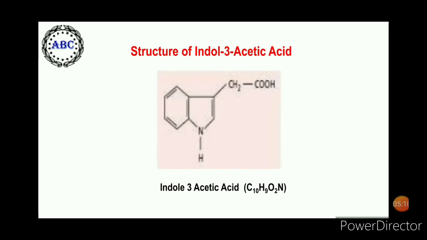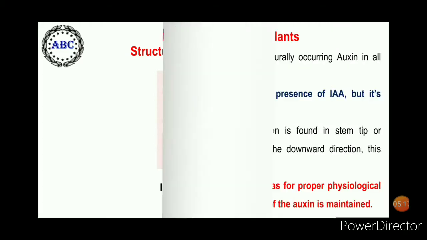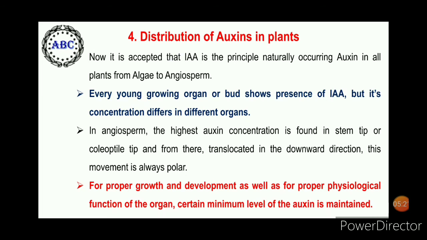This is the structure of indole 3-acetic acid and the formula is C10H9O2N. In plants, auxin is distributed all over the organs. Now it is accepted that IAA is the principal naturally occurring auxin in all plants from algae to angiosperms. Every young growing plant or bud shows presence of IAA, but its concentration differs in different organs.